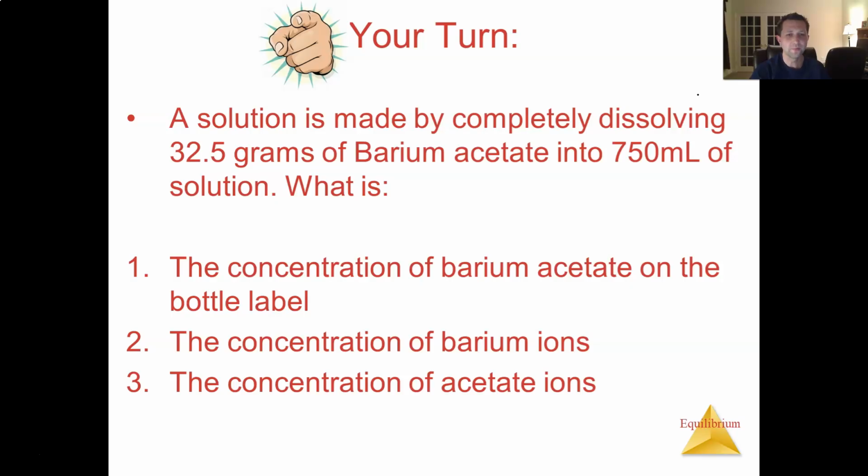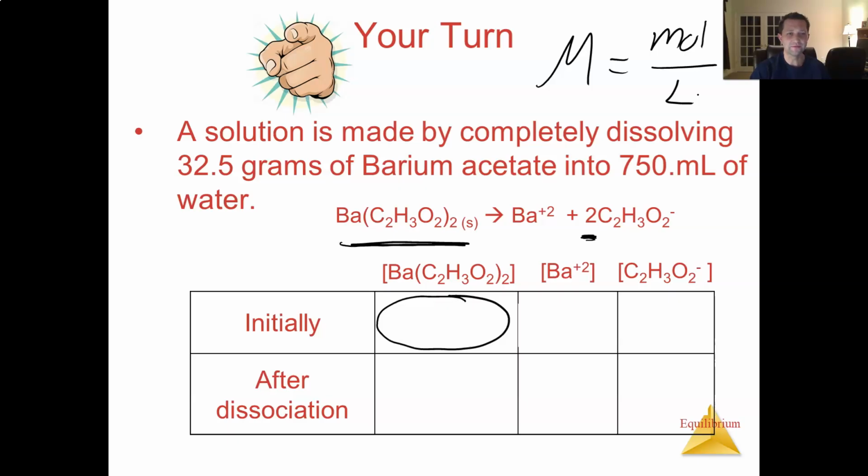All right, so you want to find out the concentration of barium acetate. So you want to figure out how many moles you have first. So we have 32.5 grams of barium acetate. Just do a simple mole conversion. 32.5 grams of barium acetate. The molar mass of barium acetate is 255.42 in a mole. And that's going to give you 0.127 moles. Okay, 0.127 moles of barium acetate.